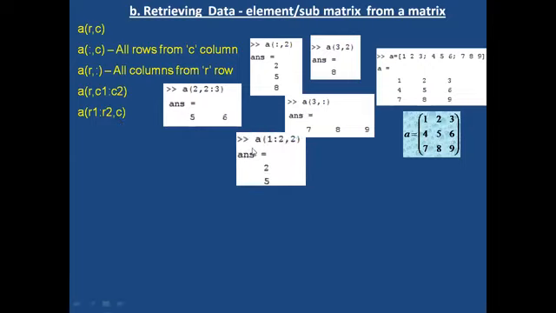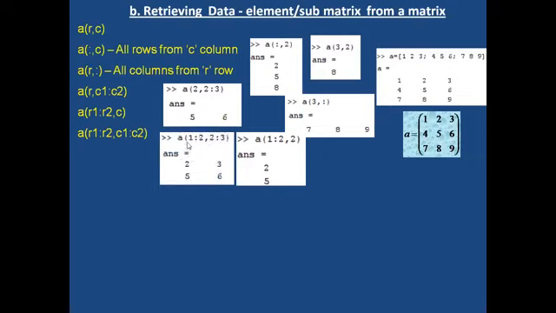Similarly, you can represent row 1 to row 2 and then a specific column. The example is A(1:2,2). That means go to the second column and take the first to second row. In the second column, first and second row, the answer is 2 and 5. So you can see the difference. And the next one is a range of rows from start to end and a range of columns from start to end.